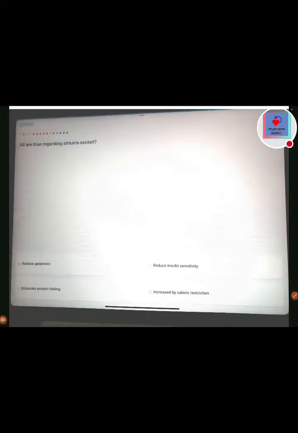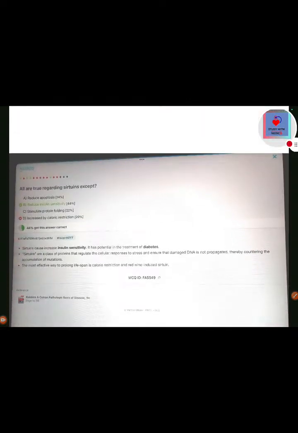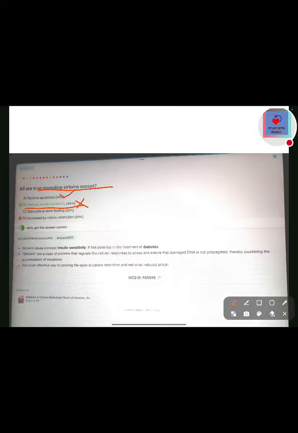All are true regarding sirtuins except: reduce apoptosis, stimulate protein folding, reduce insulin sensitivity, increased by caloric restriction. So the wrong statement is that they reduce insulin sensitivity. They reduce apoptosis, correct. They stimulate protein folding, yes. They are increased by calorie restriction. Sirtuins can cause increased insulin sensitivity, so they have potential in the treatment of diabetes.